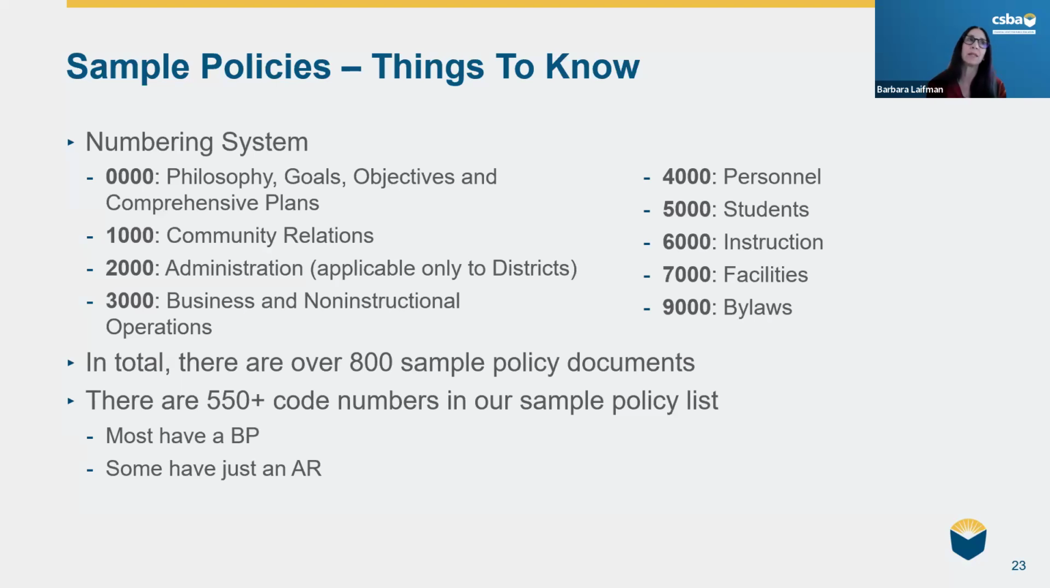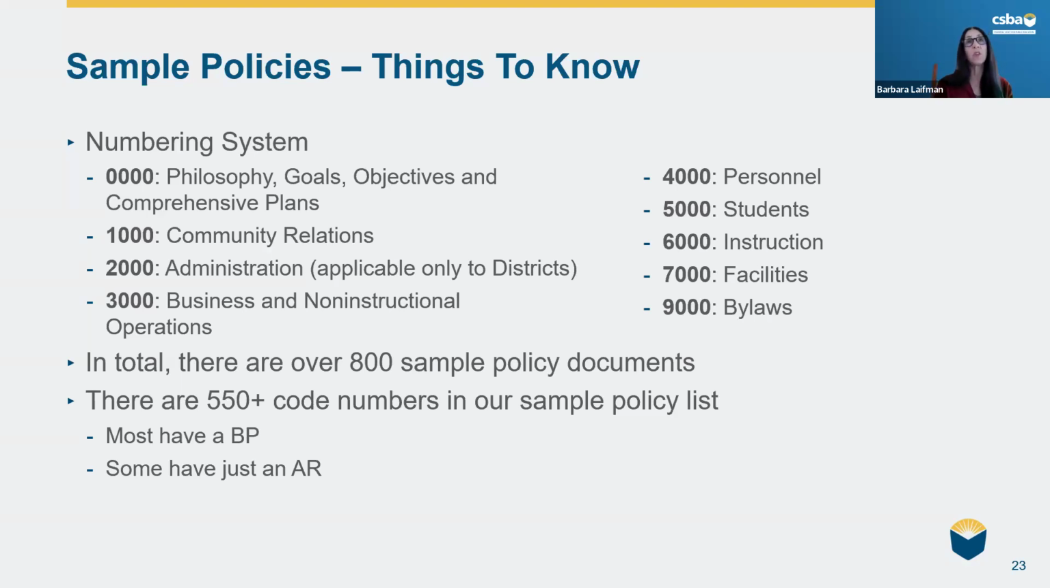As an added complexity, some are double and triple coded. So if a certain policy would be applicable to, say, certificated and classified staff, we would call that double coded. And if it applies to all 3 types of employees, we would call that triple coded. So I hope that helps. I know the 4,000s get a little bit complex for people.